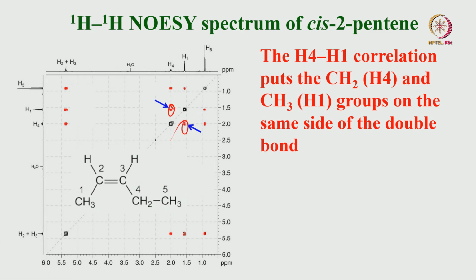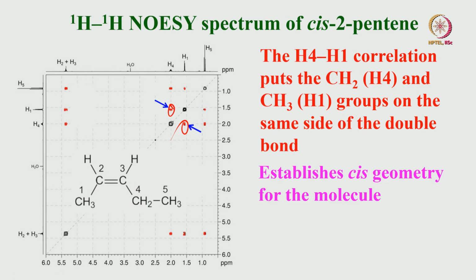That confirms for me it is a cis geometry, because these two are on the same side of the double bond, then these two protons should be on the other side of the double bond. They are on the same side. This establishes cis geometry for the molecule.